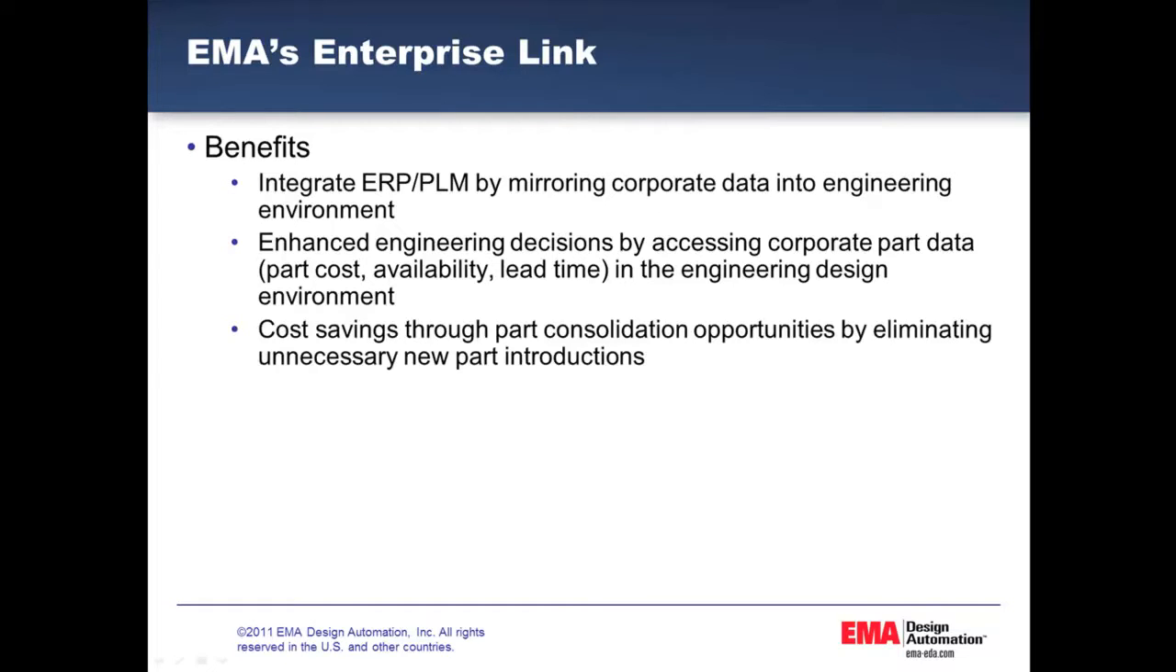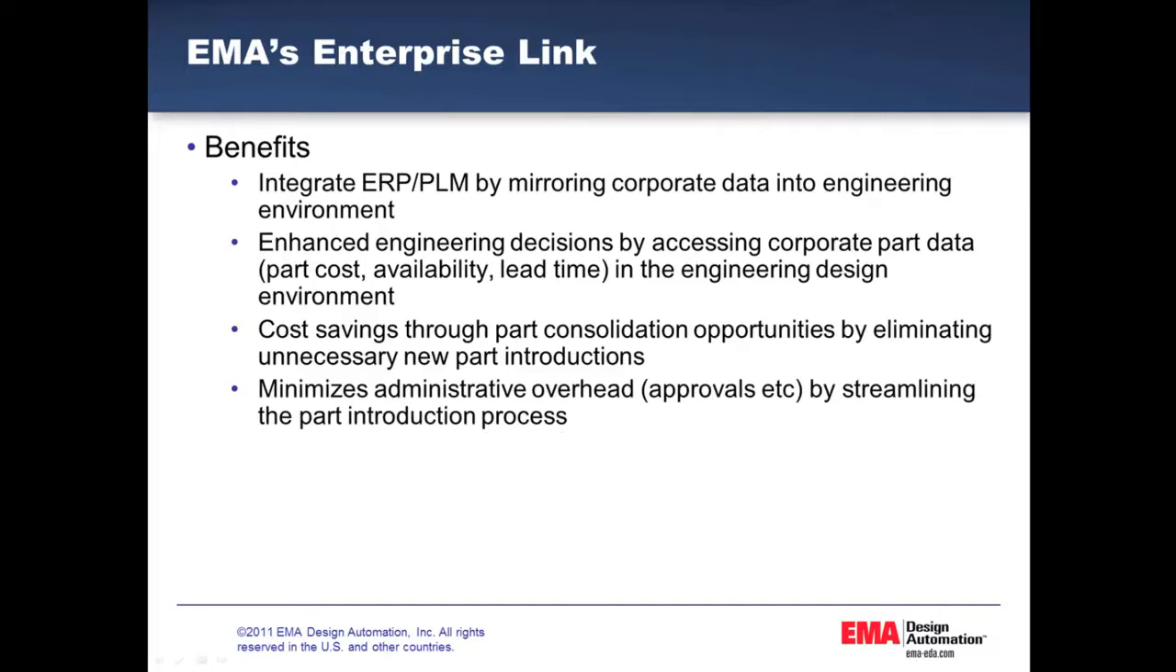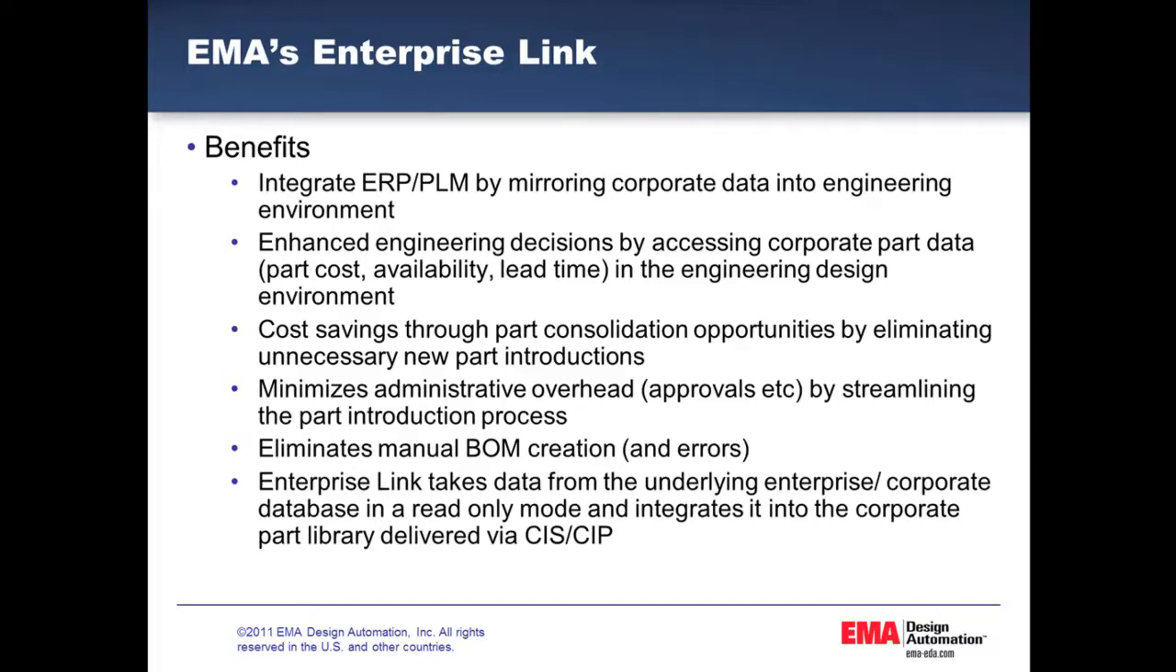Cost savings through part consolidation opportunities by eliminating unnecessary new part introductions, and minimizing administrative overhead like approvals by streamlining the part introduction process. We can also eliminate manual BOM creations and errors. And finally, Enterprise Link takes data from the underlying enterprise database in a read-only mode and integrates it into the corporate part library delivered via the CIS and CIP solution.